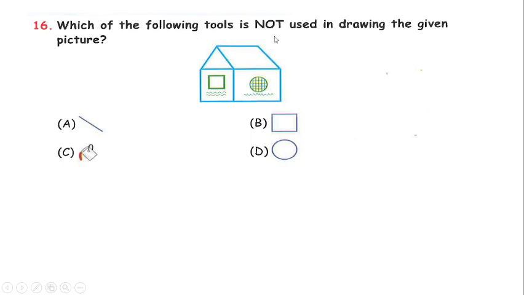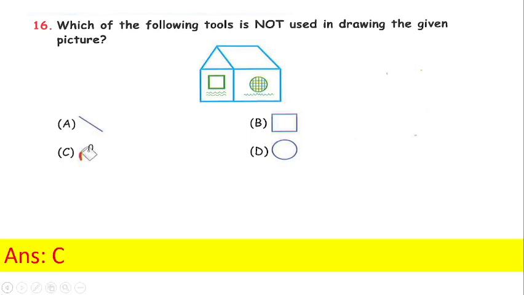Next, which of the following tools is not used in drawing the given picture? Line, rectangle, oval, or fill color? Answer is C. Fill with color. As we can see, no color or shading is present in this picture.